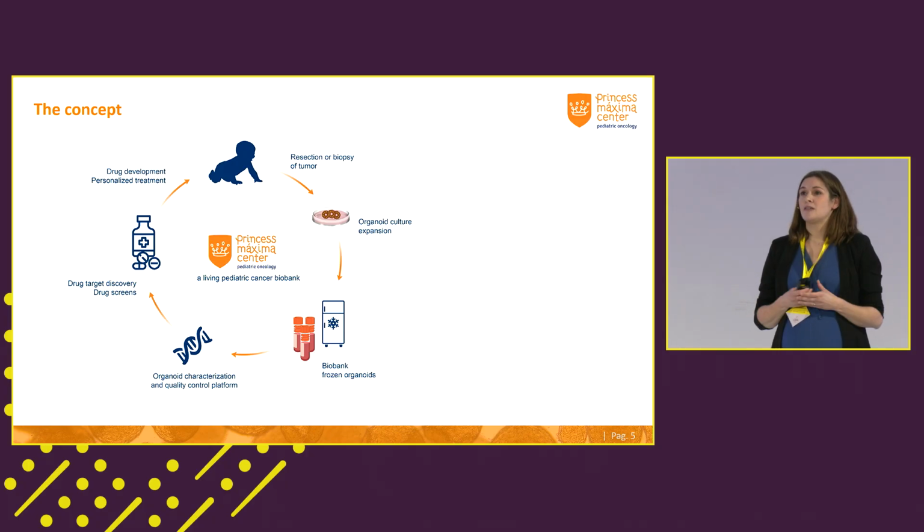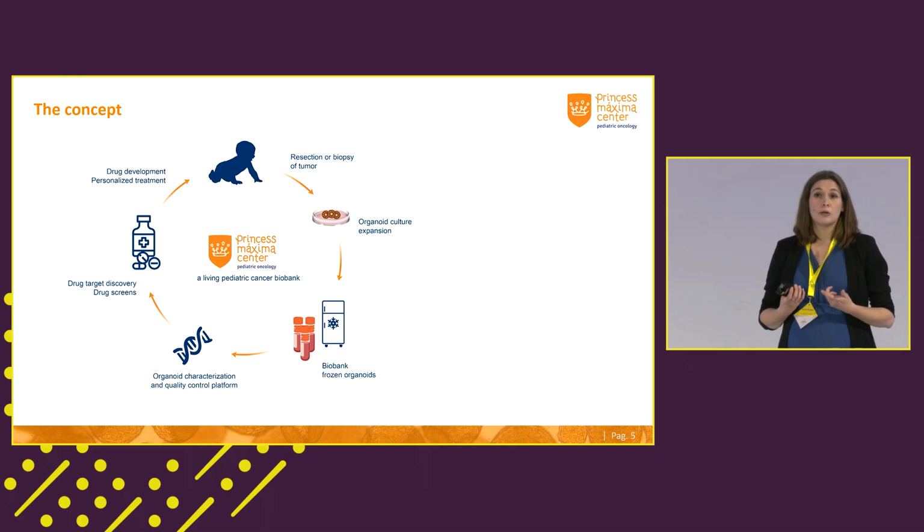So that's basically the concept. We get tumor material, either a biopsy or a resection. We put this into culture, we grow organoids, we can biobank them, we freeze them viably so that we can start them up again later. We really fully characterize them, and this is very important because we really need to know, are we growing cells from the right patient, but also are we growing tumor cells?